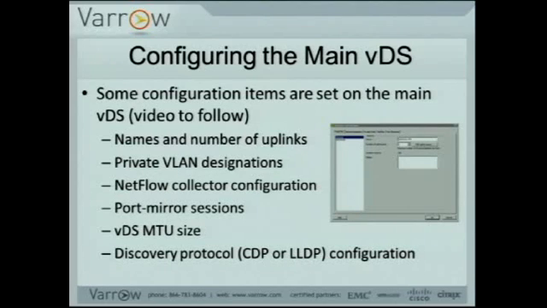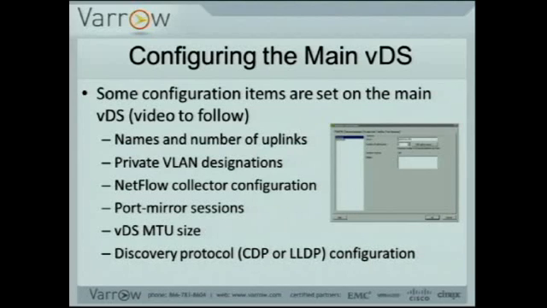So now that the switch is deployed, we need to configure the main switch. And there's not a lot of stuff to set on the main switch. Most things are set at the port group level. But we do things like names and number of uplinks, which we just saw. Private VLAN designations. How many people here use private VLANs? Okay, that's the least of the 3 sessions.